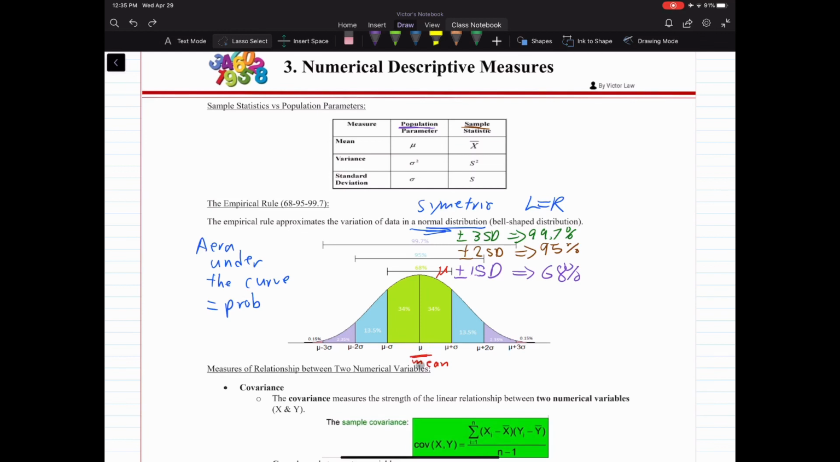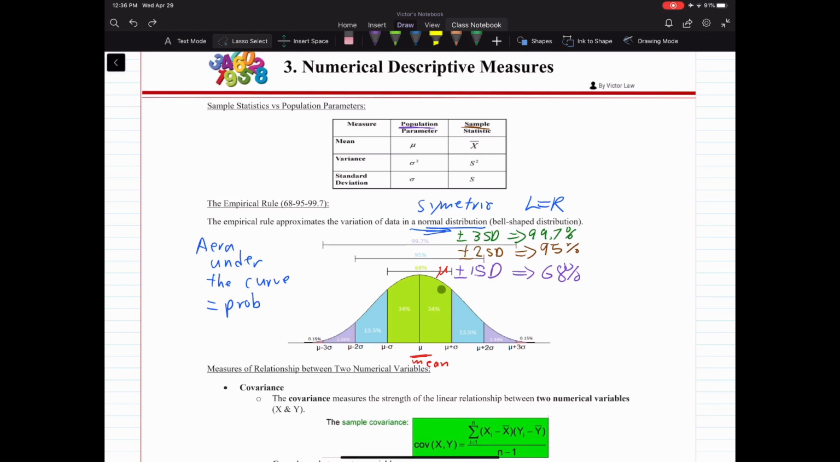What the empirical rule states is that if we take the mean, and then plus minus one standard deviation, so the green area here, then we get 68% of the data set. And the 68% of the data set is your area under the curve. So this green area here, the area under the curve, represents the probability, which is your 68% of the data set. And that's what the empirical rule states for the 68.